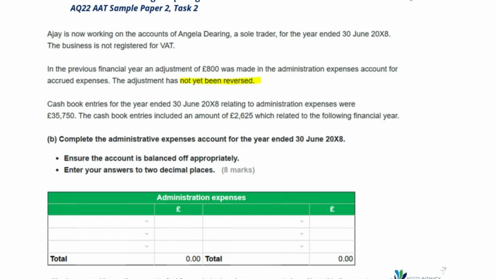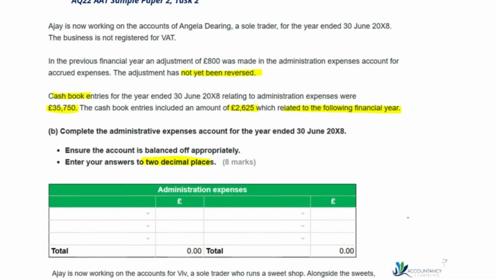Cash book entries for the year ending 20x8 relating to administration expenses were 35,750, and the cash book entries included an amount of 2,625 which related to the following financial year. Part B asks us to complete the administrative expenses account for the year end, and we need to make sure that the account is balanced off appropriately and enter our answers to 2 decimal places.